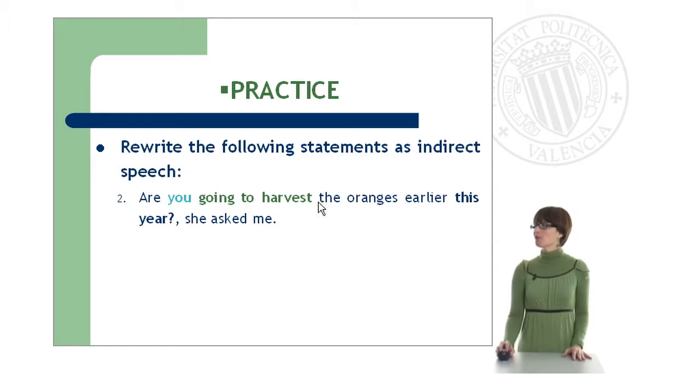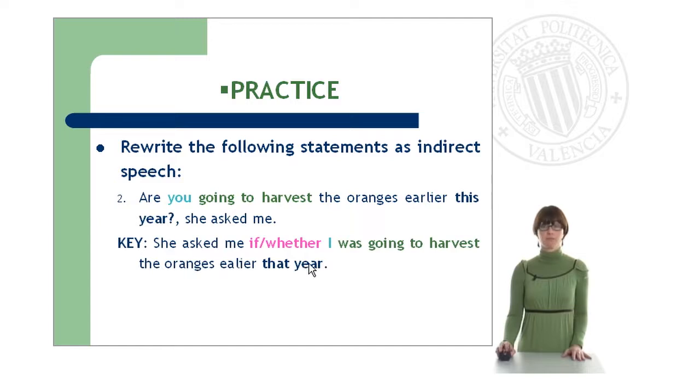Are you going to harvest the oranges earlier this year? She asked me. Here we have to make a change in the verb, and we also have a time expression, this year. So here comes the key. She asked me if or whether I was going to harvest the oranges earlier that year. In this case, in the direct speech, this is a yes or no question. So we need to use if or whether to report this question. Then we also make necessary changes in the subject, you becomes I, and in the verb, going to harvest was going to harvest. Let's have a look at the next one.